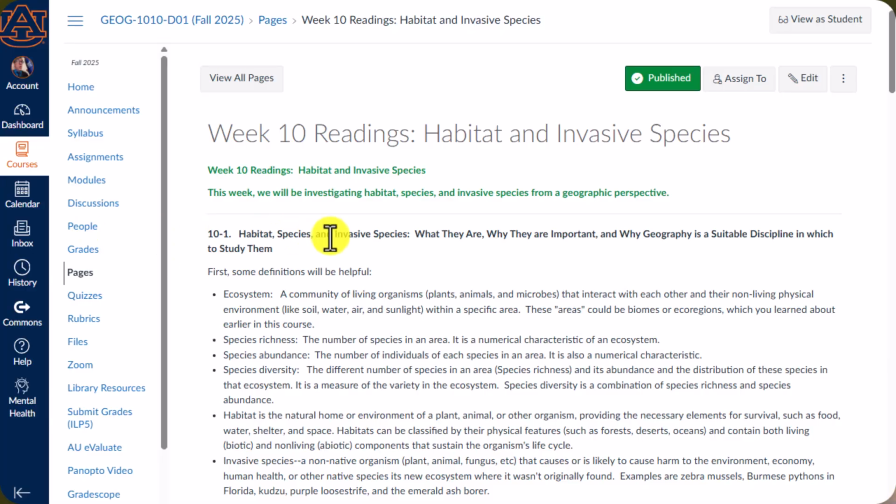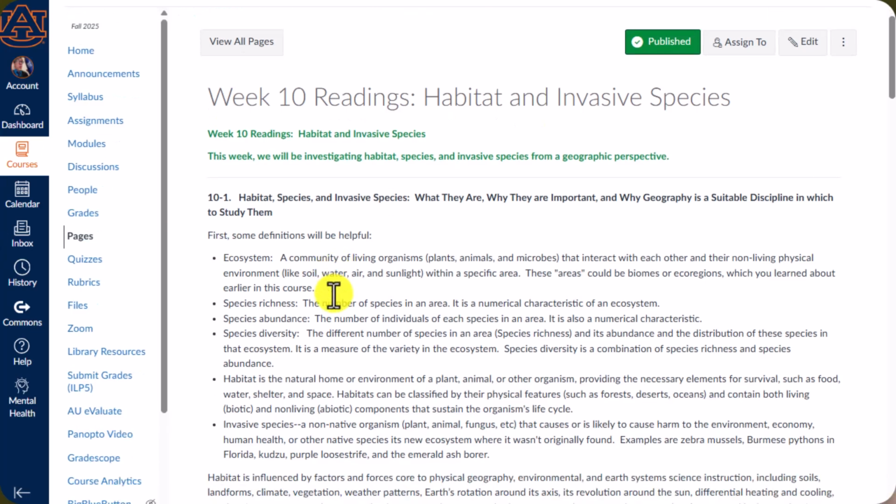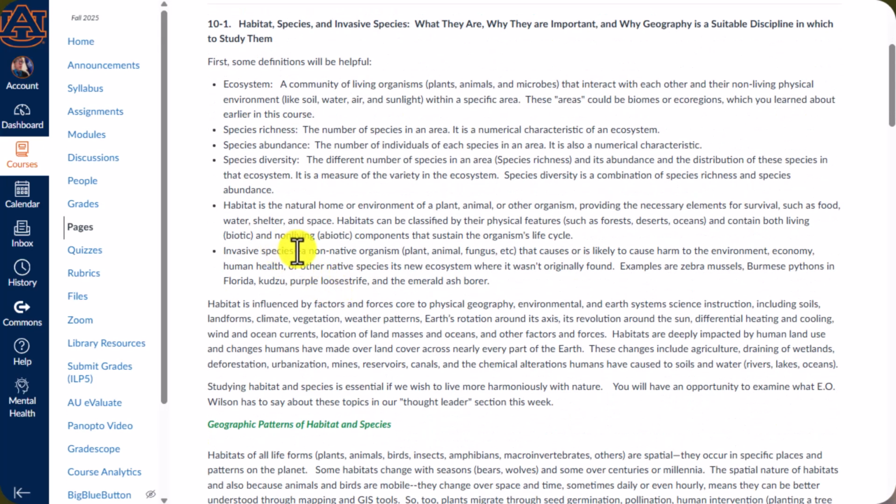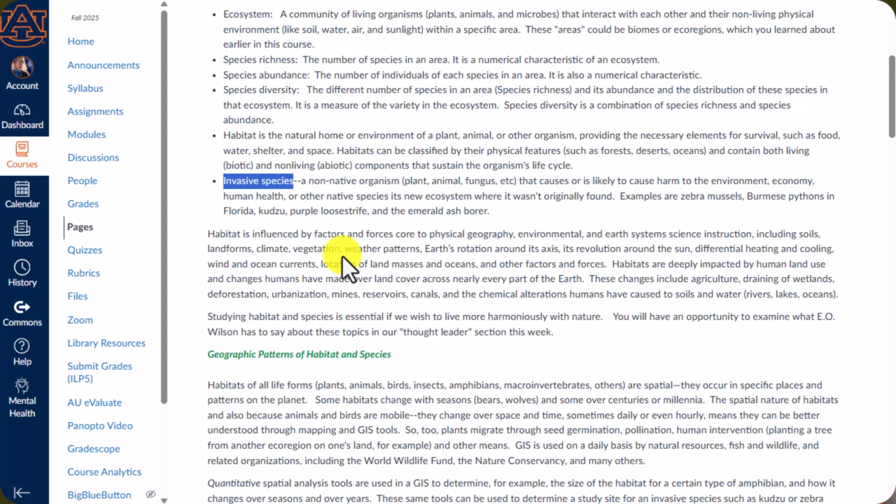Now, first of all, in the readings, we're going to define some terms. Habitat, ecosystems, species diversity, species richness, invasive species. So you'll get a firm foundation of what we're talking about here in this week. We'll also look at some bird migrations through interactive maps.